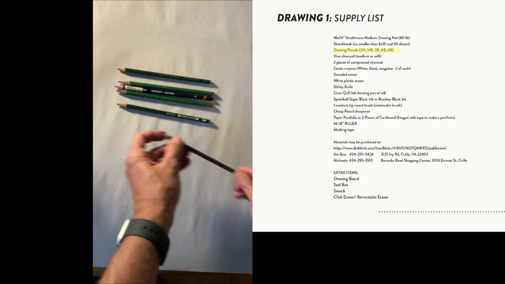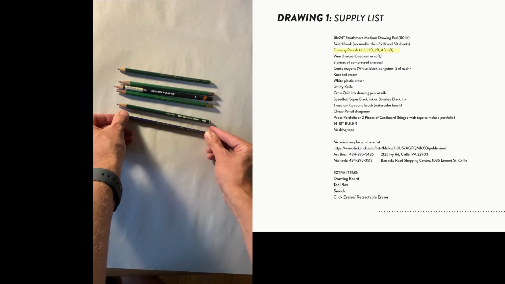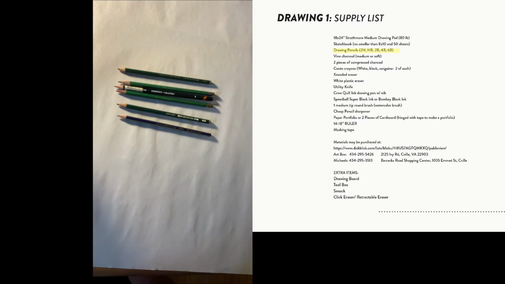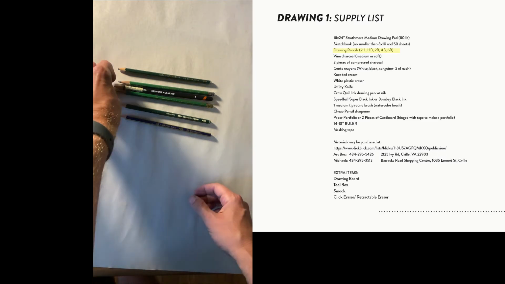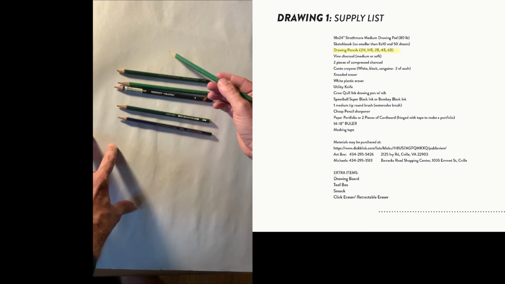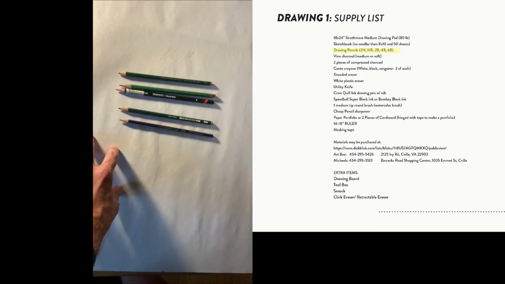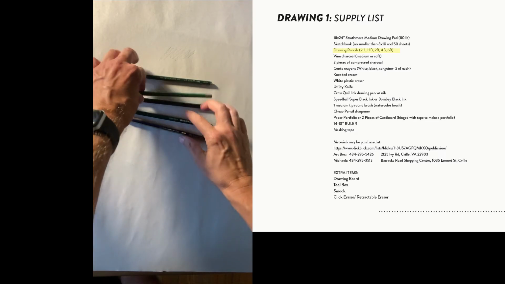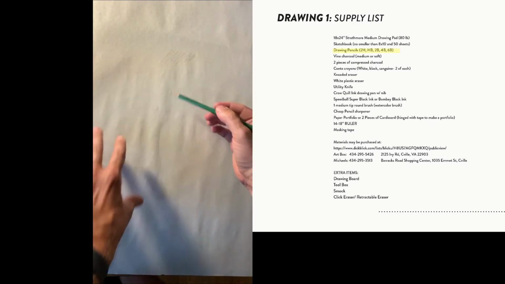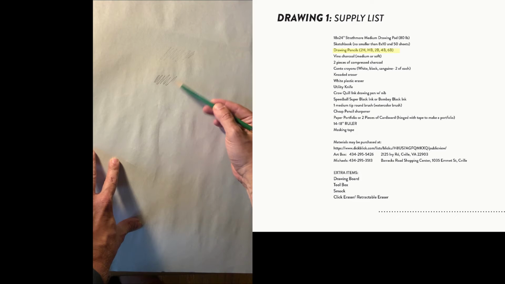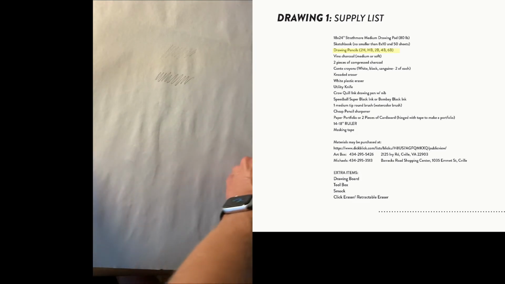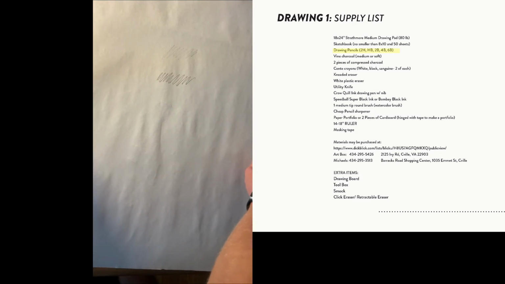Our goal is to have a range from 2H to 6B. Let's take a 2H and you can kind of see what it looks like. It's a little bit lighter and harder. And then if we go to our 2B, which is somewhere in the middle of our scale, we can see that it's a little darker. And then if we go further down the scale, let's try to get something that's darker than that.